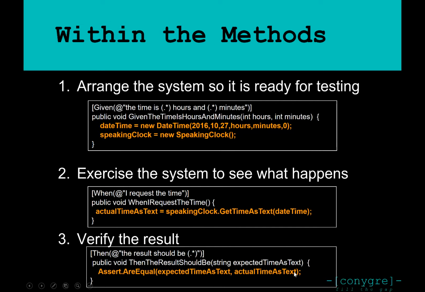So then in the methods we can now start setting up our system. In this one we're creating a date in the first bit, and then we're creating our speaking clock, which is the system we want to test. And then what we do is we ask the speaking clock for the time as text for the particular date that was set up here. So when I request the time, which is what we're doing here, we get a string back, and then we assert that the string we got back is what we expected. So obviously there'll be some variables in the code showing what we actually expected it to be.